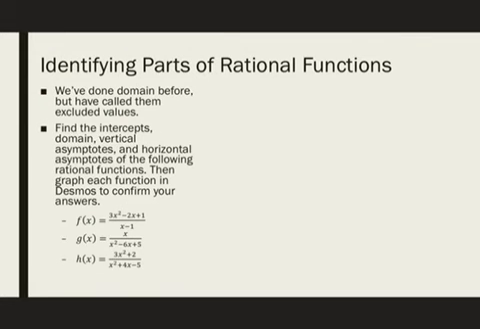So, identifying the parts of rational functions. Let's take 3x squared minus 2x plus 1 over x minus 1. All right, so we start with domain. Domain is typically the simplest part because we take our excluded values. So the denominator cannot be 0. So x cannot be 1.